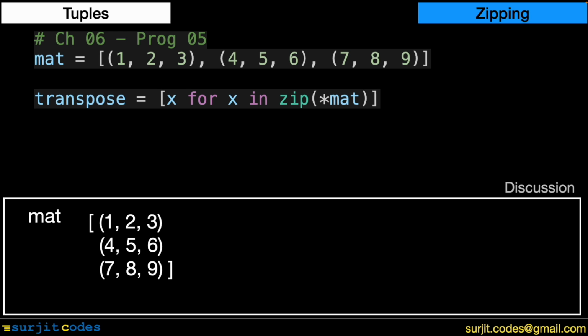We shall now discuss the transpose of a matrix. It is a tricky process, so follow it carefully. Mat is a list of three tuples. Star mat extracts the three tuples of the list for zipping.